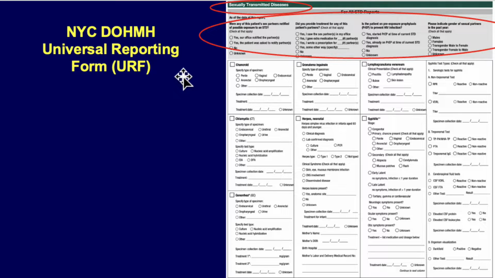The last section of the Universal Reporting Form is dedicated to sexually transmitted infections, or STIs. In addition to indicating which sexually transmitted infections are being reported, there's a section that asks providers to give details about whether or not the patient's sex partners had been notified and whether or not there was any treatment provided to the patient's sex partners that may have been exposed to the STI. There's information requested here about the gender of sexual partners, which has epidemiologic relevance.